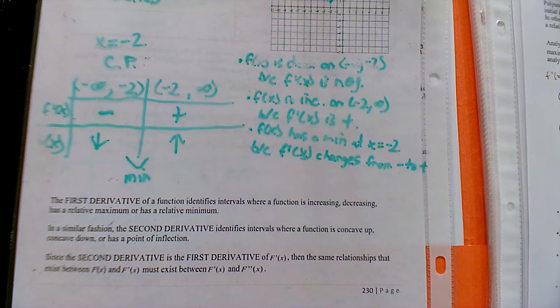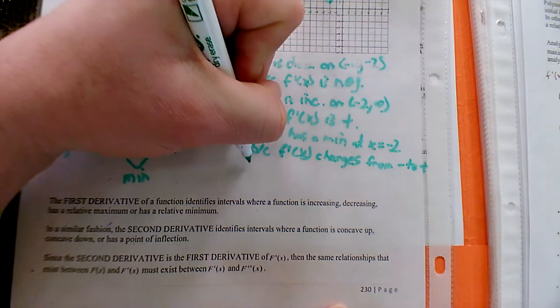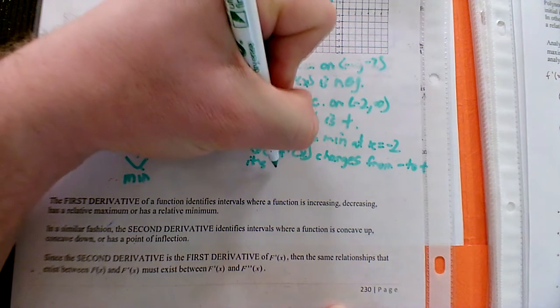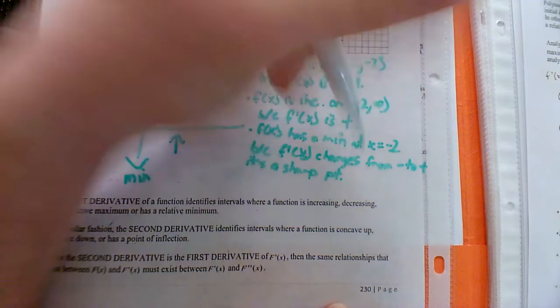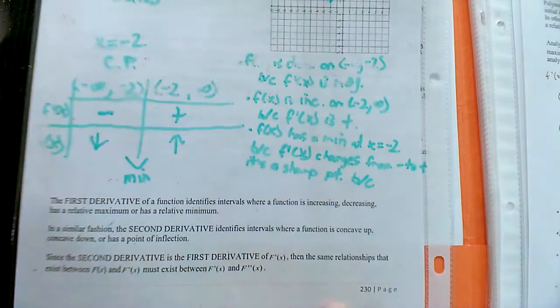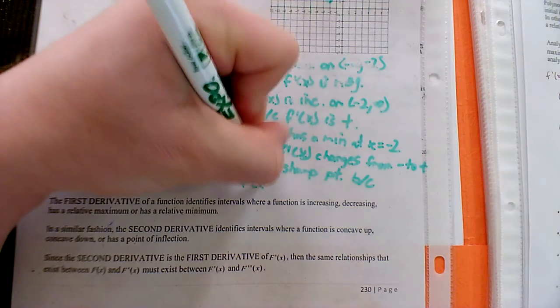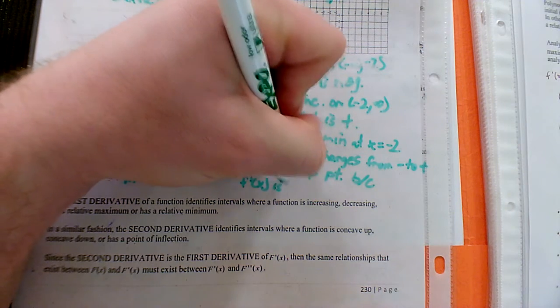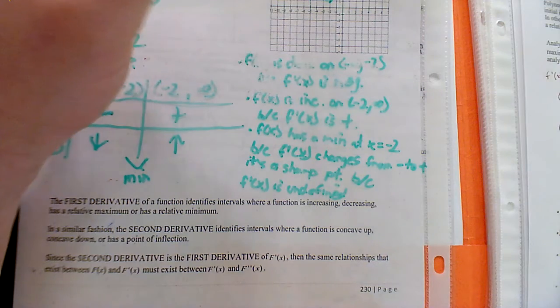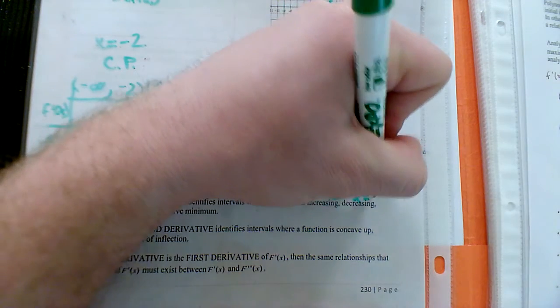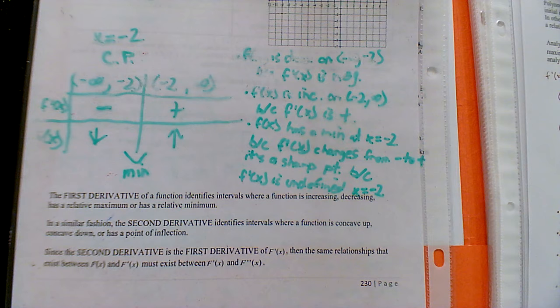What do we know about this minimum? Okay, because it's a what? Okay, so we know the minimum's a sharp point. It is a sharp point because f prime of x is undefined at x equals negative 2.